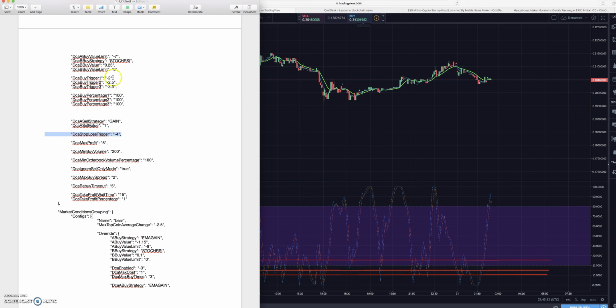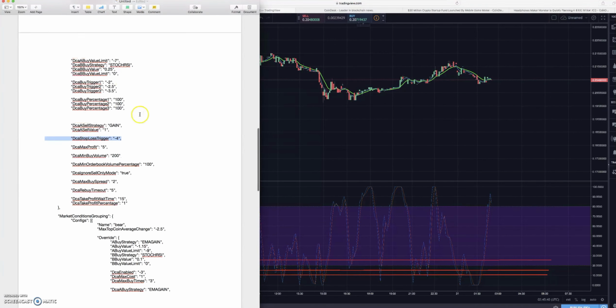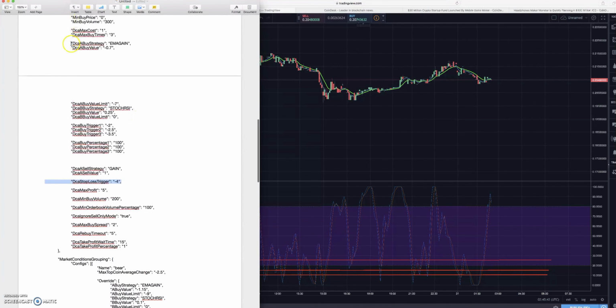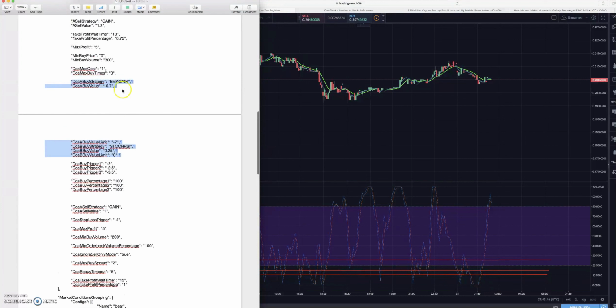But a lot of people are saying, oh, my DCA buy triggers aren't being triggered and the stop loss isn't working. Well, the problem with that is it depends on your DCA buy strategies. So I'm actually making my DCA buying a little bit easier than my normal buying. The reason for that is when it hits these trigger values, I actually want it to buy more often than not. And whether or not that's really a good idea is up for debate.